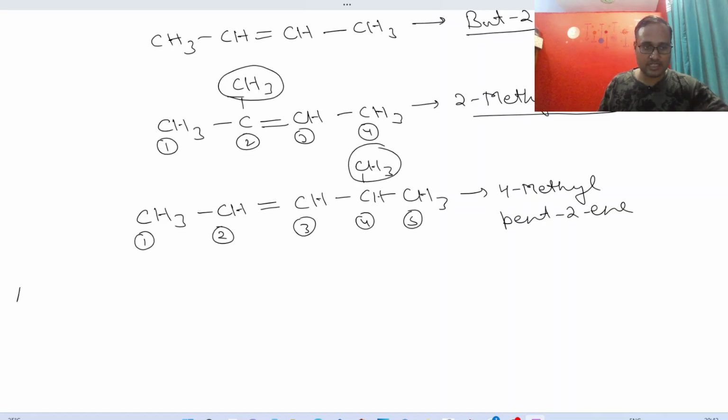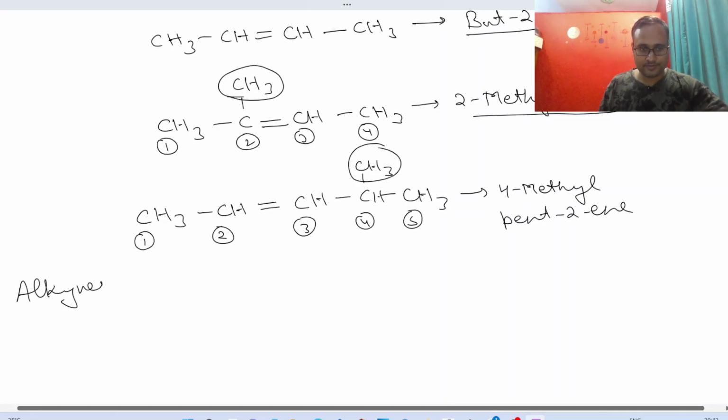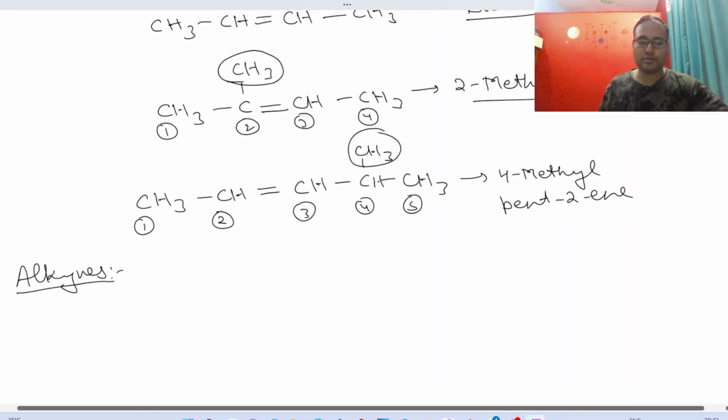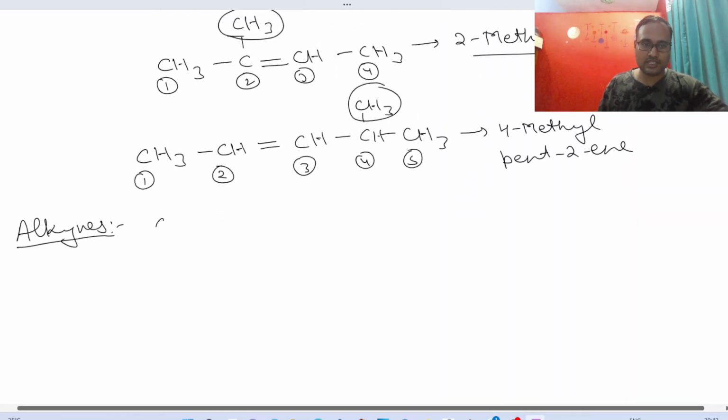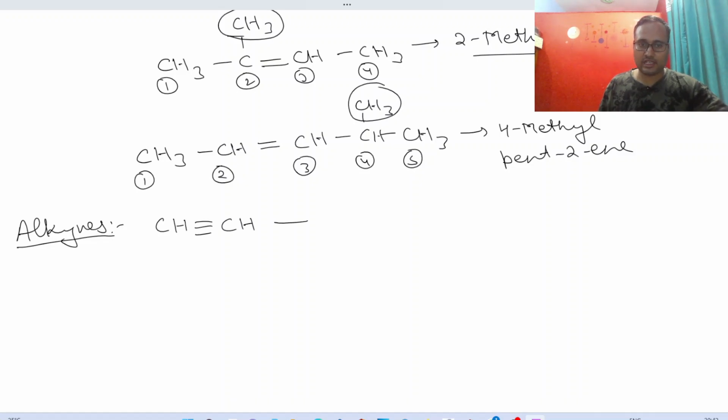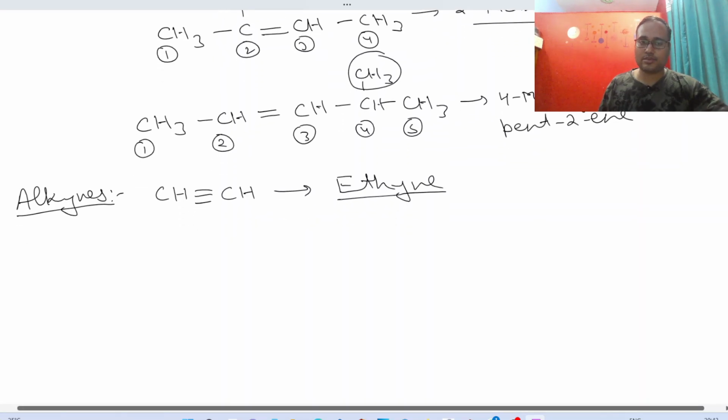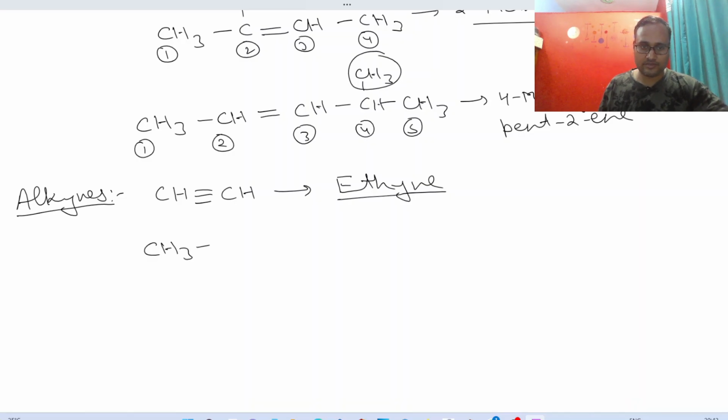Okay, and next comes the alkyne, having the general formula CnH2n minus 2. Again, the first compound of alkyne starts with a triple bond, and that is possible between carbon atoms only. So it also starts with 2 carbon atoms, and the first compound is named ethyne, CH triple bond CH. Next, the compound with 3 carbon atoms, CH3C triple bond CH, is propyne.